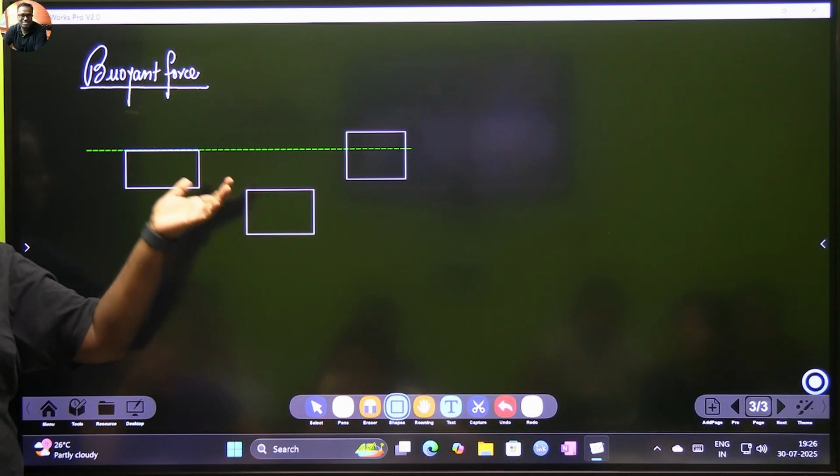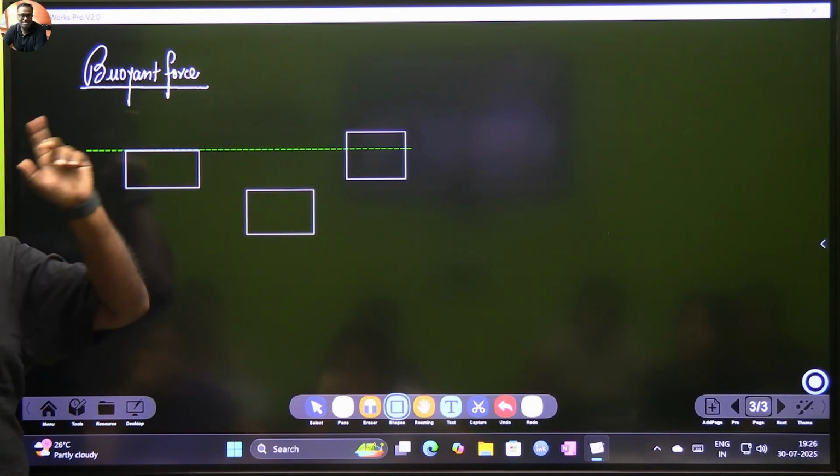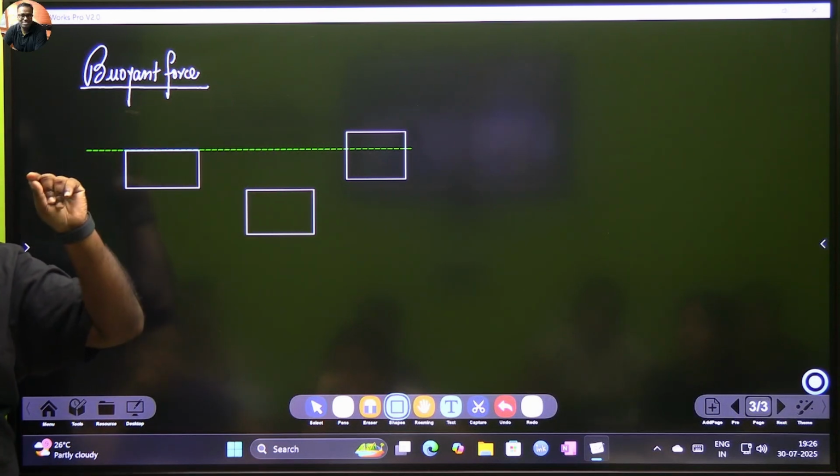When I'm saying this, now you can say, why not the body is right at the surface? I said buoyancy comes into play whenever you are immersing. That immerse word is very important.